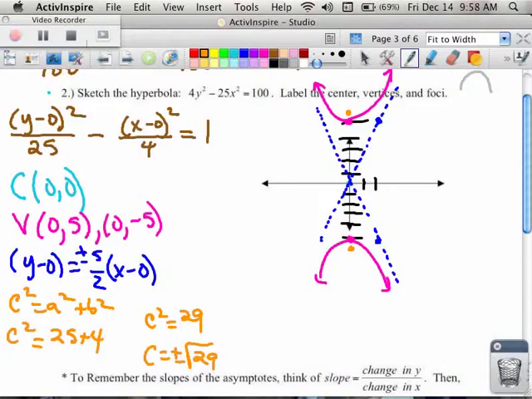And really the big thing on the test that I'll be looking for is the coordinates of my foci. So for my foci, I started at 0, 0, and then I went up and down radical 29, which means 0, comma, plus or minus the square root of 29. And that's the end of that problem.